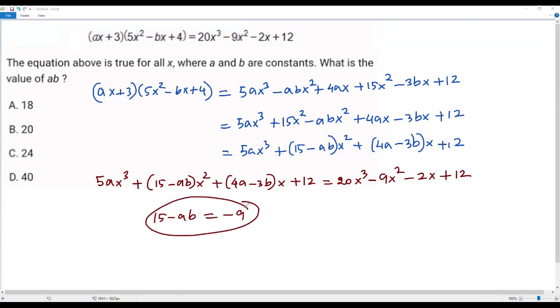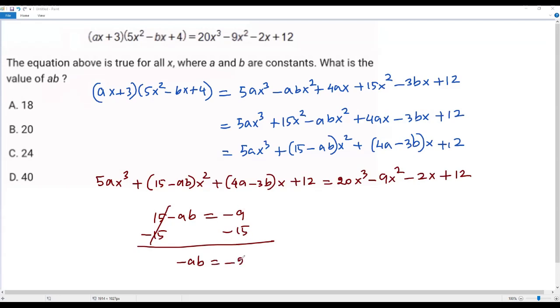Now I have equated the coefficients of x². Now I have to solve for ab in this equation. For that, I subtract 15 from both sides. When I do so, this positive 15 and negative 15 will cancel out. I'm getting −ab equals, when I combine −9 and −15, −24. Now let me write this equation as it is. That is −ab = −24.